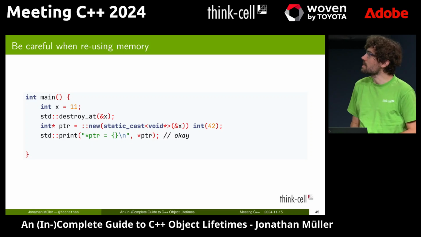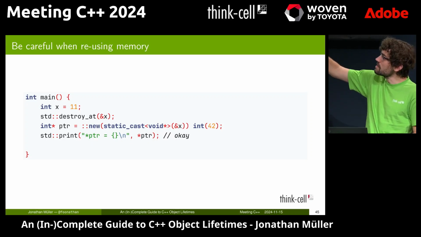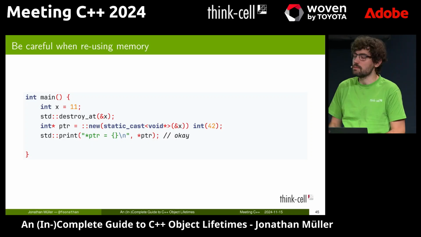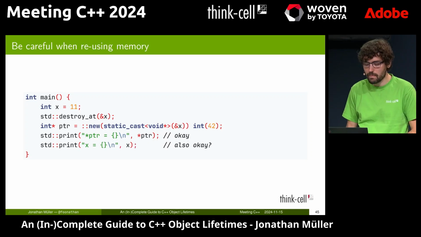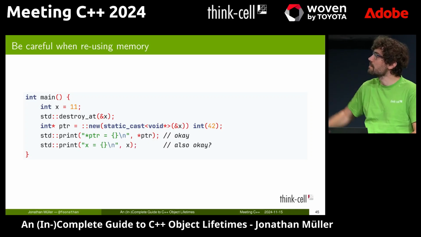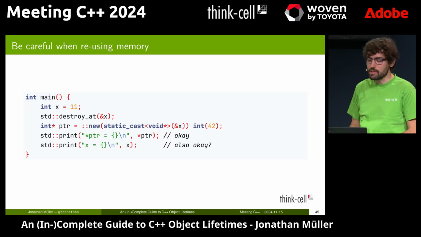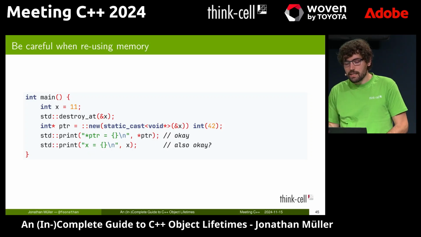Now, let's look at this example in more detail. We've got our object x, we destroy it, we create a new one. We then use the pointer returned from placement new. This is OK. Is this also OK? Can we just use x? Can we just reuse it? And the answer is sometimes.